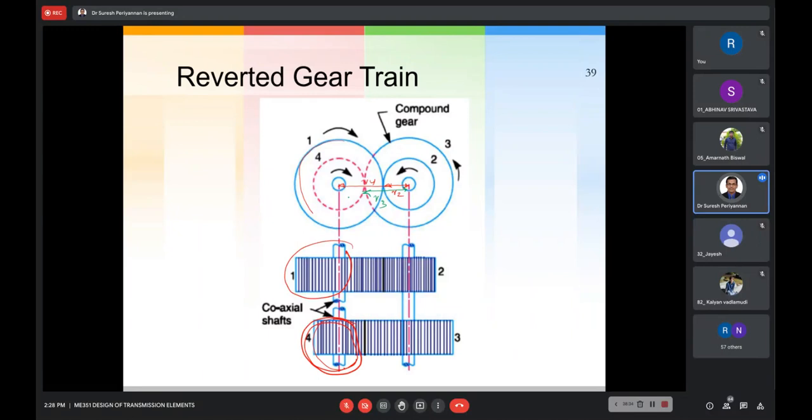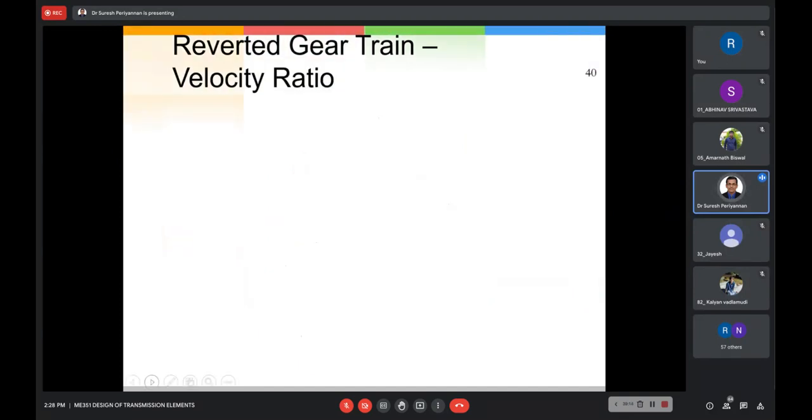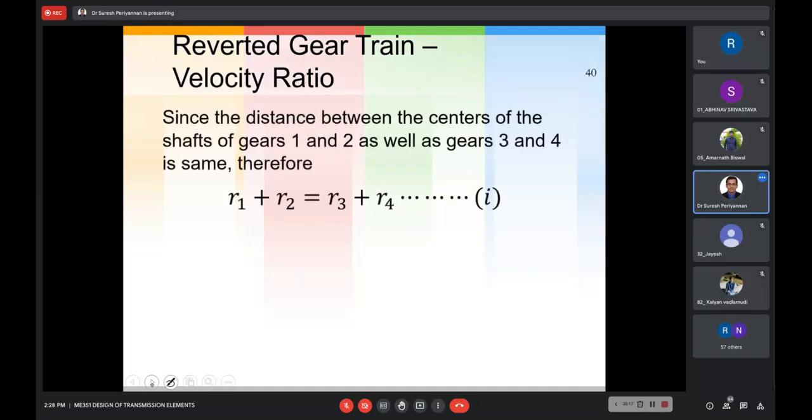This is R1, I think R2, one minute, R1 plus R2, sorry. This is R2 plus R1. Similarly, R3 plus R4, the distances are the same. Based on that simple basic, we are going to use it for finding the velocity ratio.